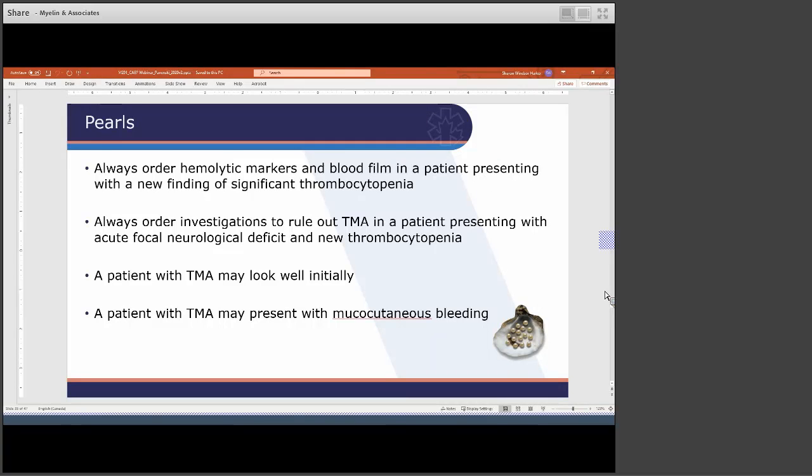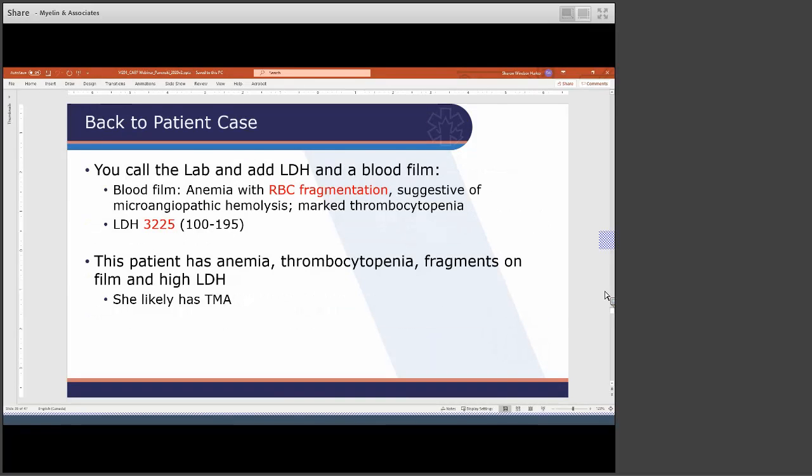And I guess the other very common misconception is that when you hear thrombotic microangiopathy, you think that they're presenting with overwhelming clots. But remember, these patients have a low platelet count, and they may present with mucocutaneous bleeding, like in this case where this woman presented with very significant vaginal bleeding. Okay, let's go to the next slide.